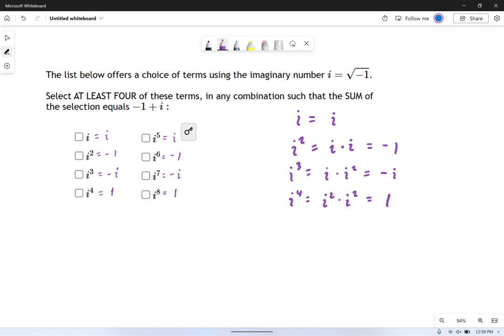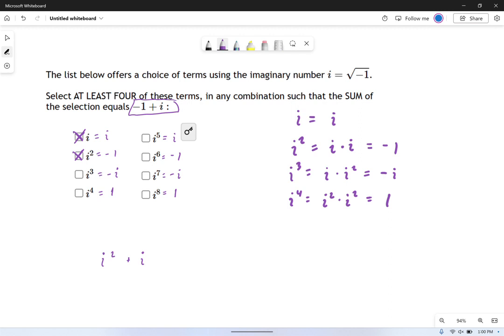Now, what this problem is asking you to do is to prove that you know this thing that I just went through. Prove that you understand it by finding some way to add these terms up so that it makes -1 plus i. There are a lot of ways to make this work. I'll just give you an example. I could do i squared plus i. I would select those two terms and mark these boxes, and there we go. The sum of these things will be -1 plus i.